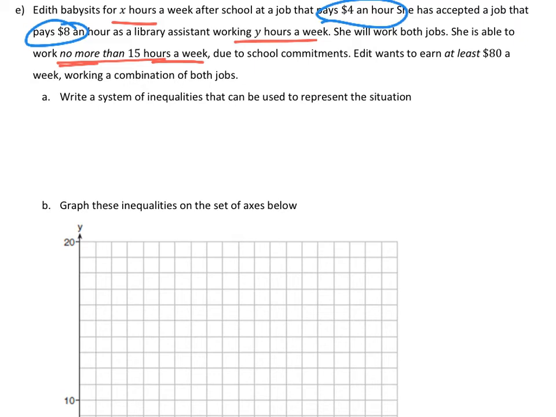Okay, due to school commitments. Otherwise, her homework and her grades may fall behind. Edith wants to earn at least $80. So there's my third portion of the money. So I'm just going to circle that one in blue again. At least $80. So again, think through that and make it make sense to you. Can she make 80? Yes. Can she make 70? No, because at least 80 is more than 80. So here I need a greater than symbol, or equal to. And over here, no more than 15, I need a less than or equal to.